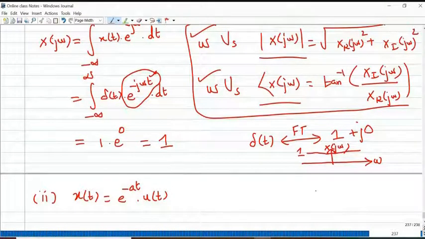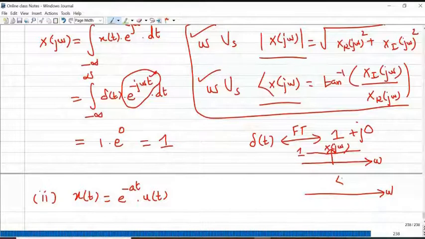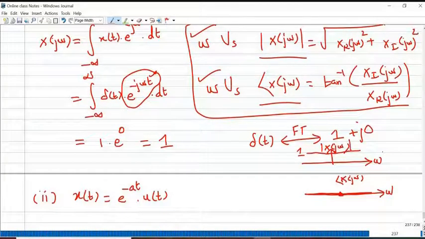Imaginary part is 0. So the phase response for this FT of del of t, angle of X of j omega, is 0 only. Because it is tan inverse of b by a, tan inverse of 0 by something, tan inverse of 0 is 0. So this is the magnitude response, omega versus modulus X of j omega. Phase response is 0 for del of t.